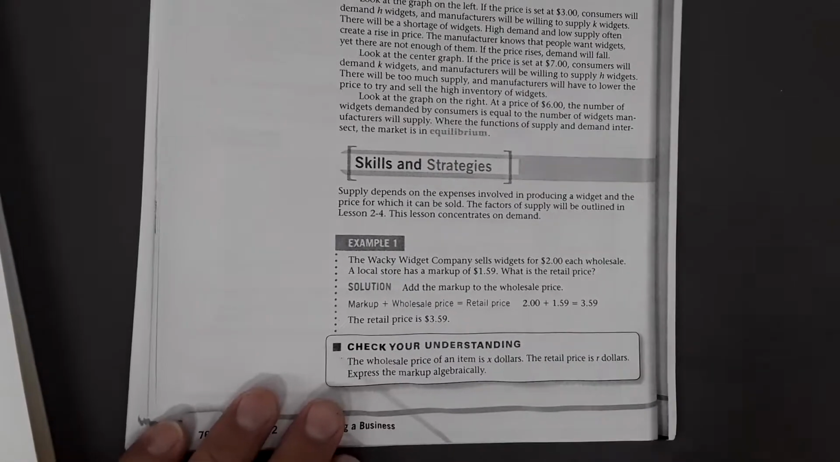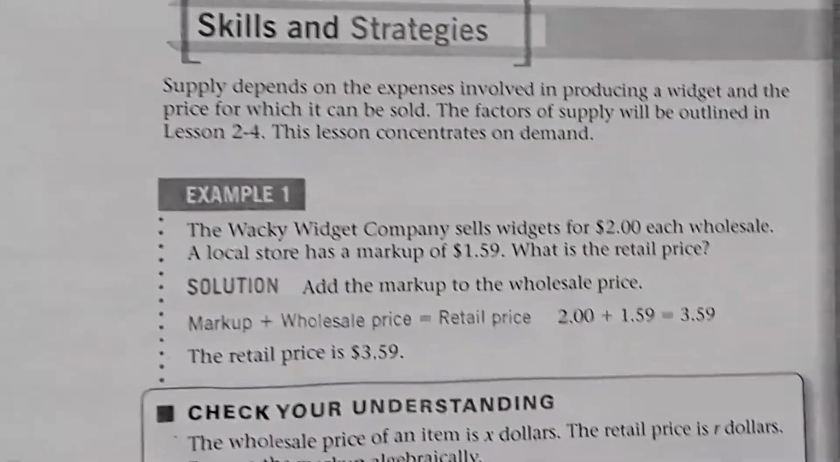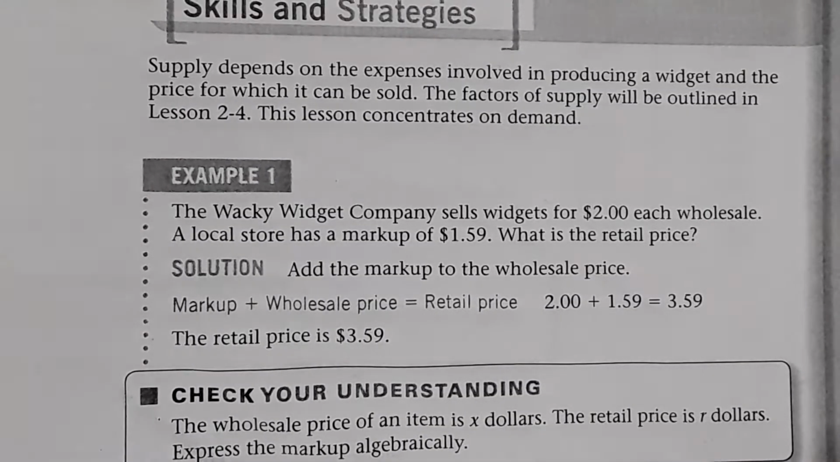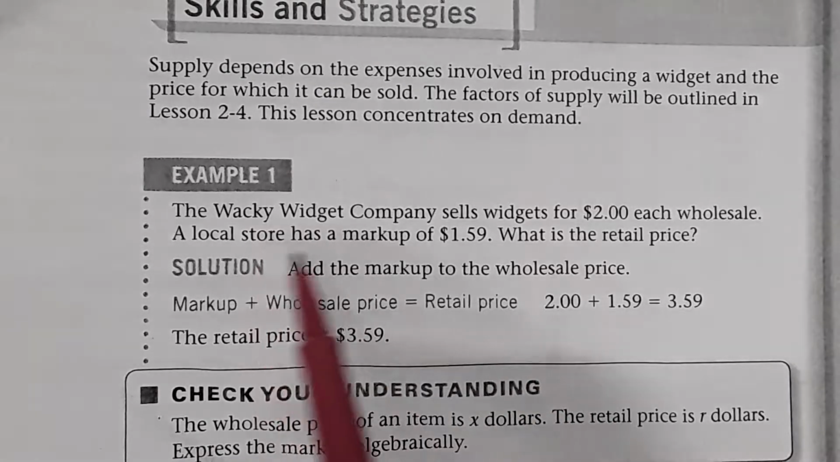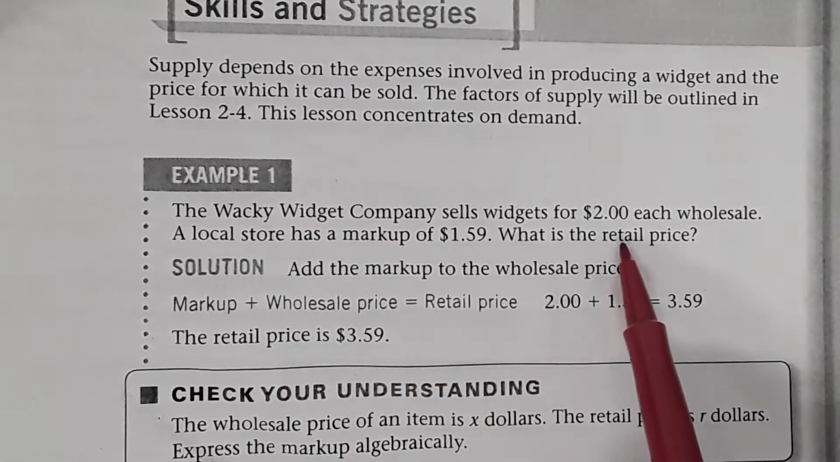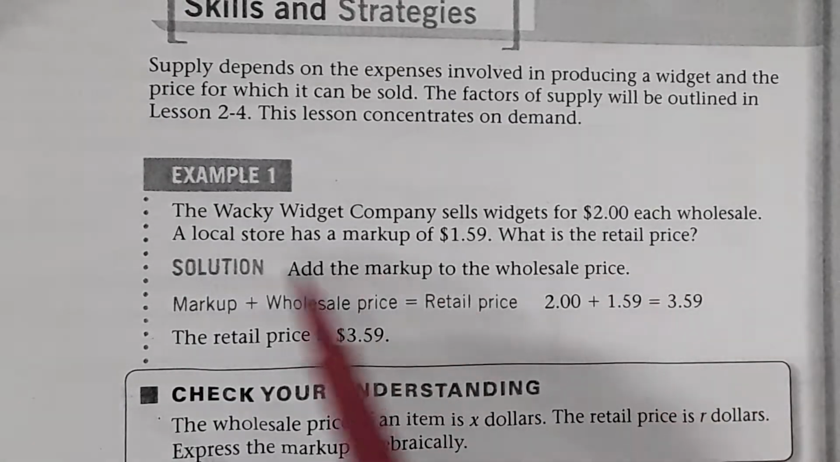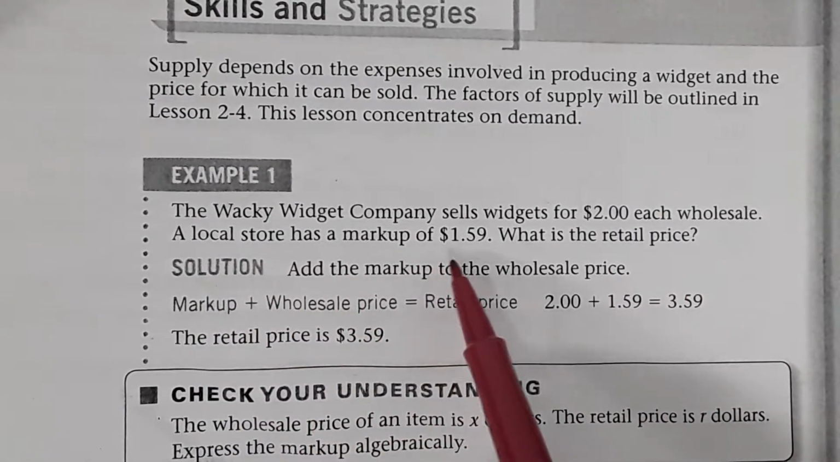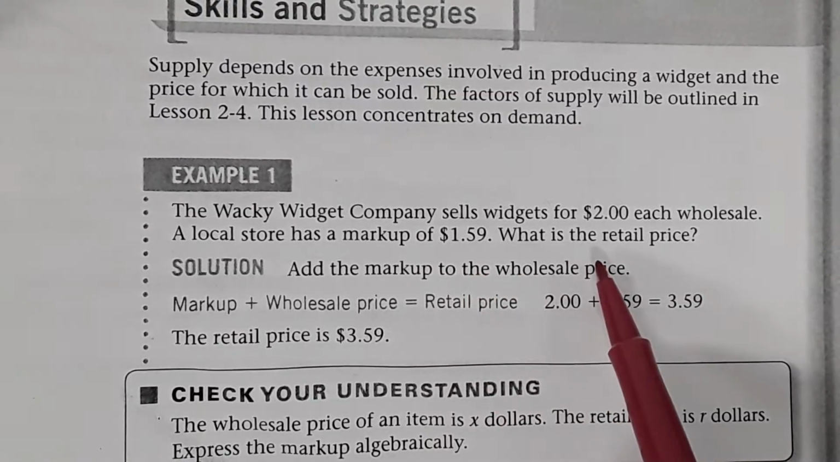Example 1, it says the Wacky Widget Company. So a widget is just a slang term for an item that a company might sell. So the Wacky Widget Company sells widgets for $2 each wholesale. A local store has a markup of $1.59. What is the retail price?